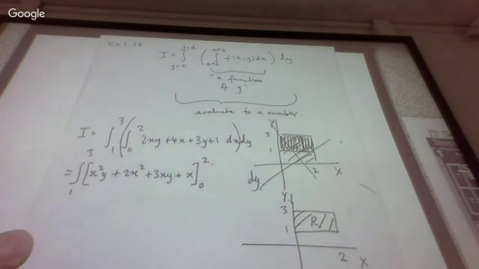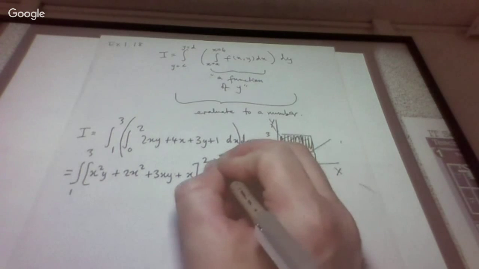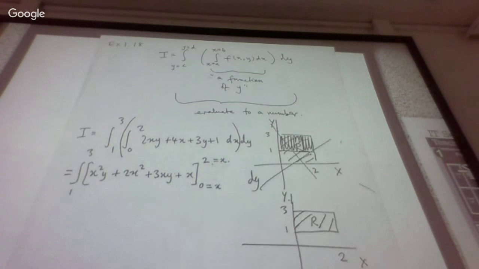And that needs to be evaluated at x equals 0 and x equals 2. Now at this point, before you do this evaluation, when you're doing this the first few times, just be careful. These are limits for the x variable. So we're substituting in 0 for x and 2 for x when we're doing the evaluation. So we evaluate it at x equals 2, and then we subtract the evaluation at x equals 0, just as we normally do with integrals.